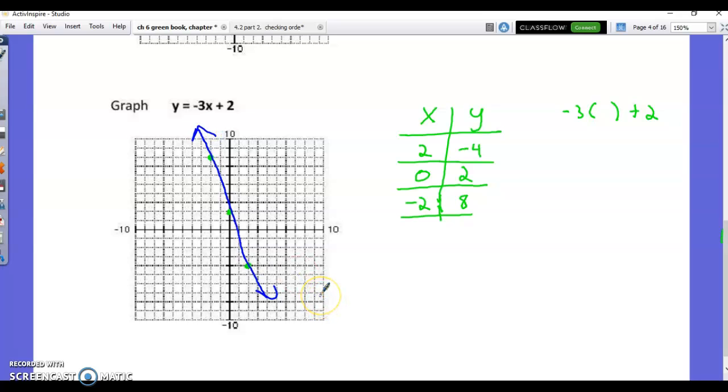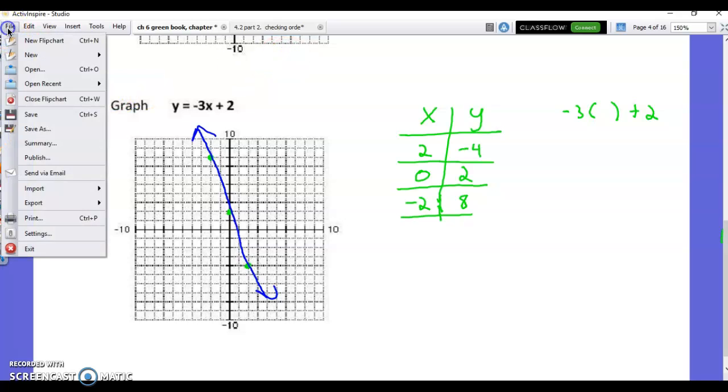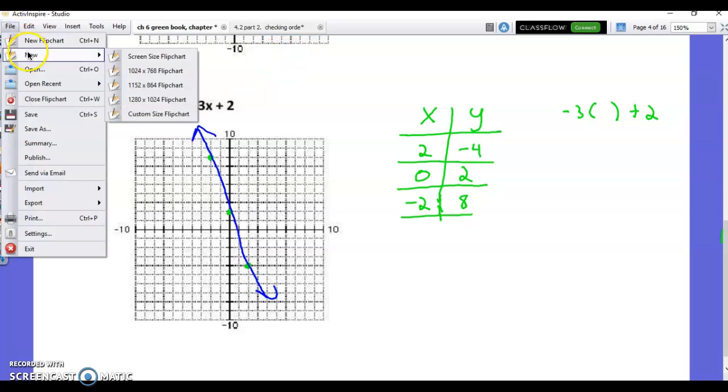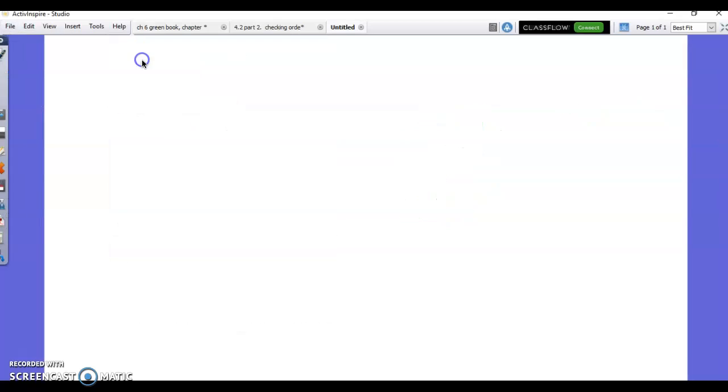All right, so that's pretty much all there is to it. Now I'm going to do one more sample problem. And this is what happens if, let's say it's not in that slope-intercept form. So let's say I have a standard form problem. 2x plus, I don't know, let's say y equals, let's say 6.